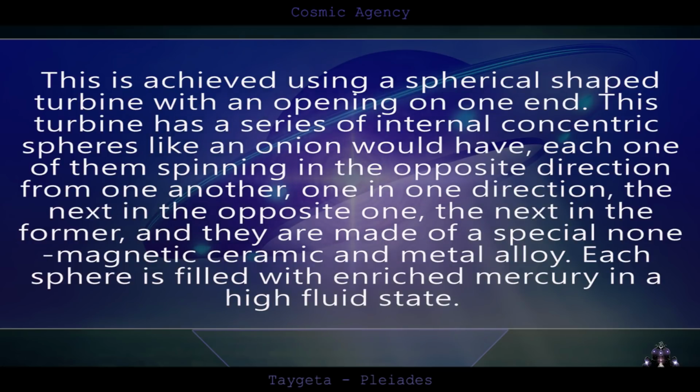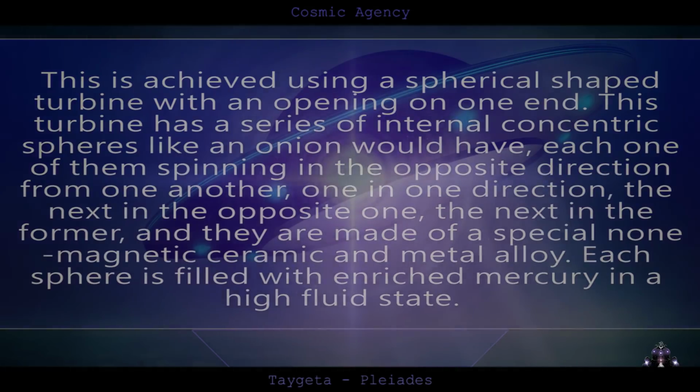This turbine has a series of internal concentric spheres like an onion would have, each one of them spinning in the opposite direction from one another. One in one direction, the next in the opposite one, the next in the former, and they are made of a special non-magnetic ceramic and metal alloy. Each sphere is filled with enriched mercury in a high fluid state.